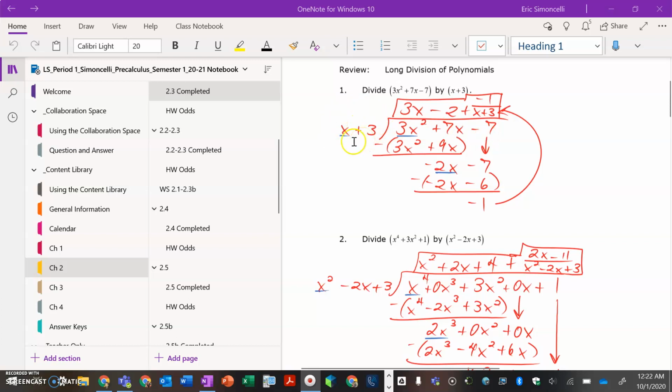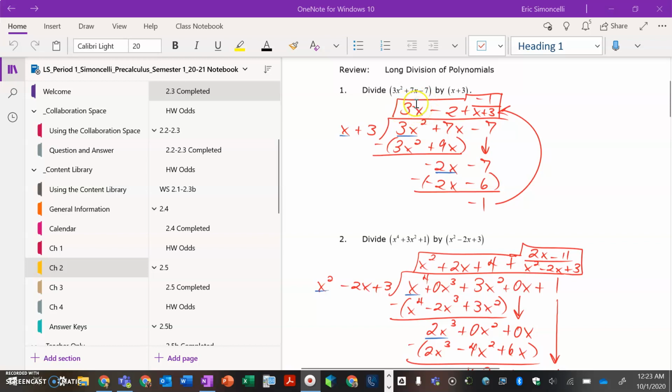So the first step is to ask yourselves, x times what? I know the answer is there in the quotient, but think, x times what is equal to 3x squared. Now I underlined it in blue just to highlight that you're trying to find this first term in the quotient. It turns out it is 3x.